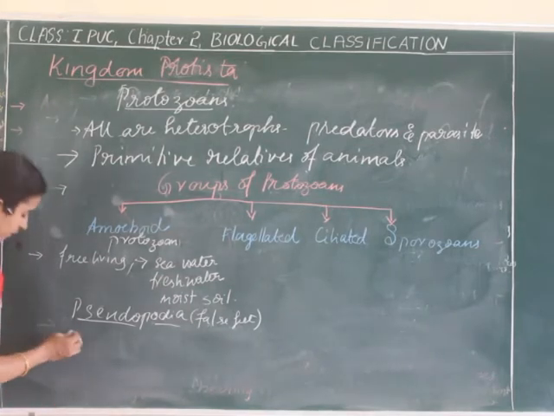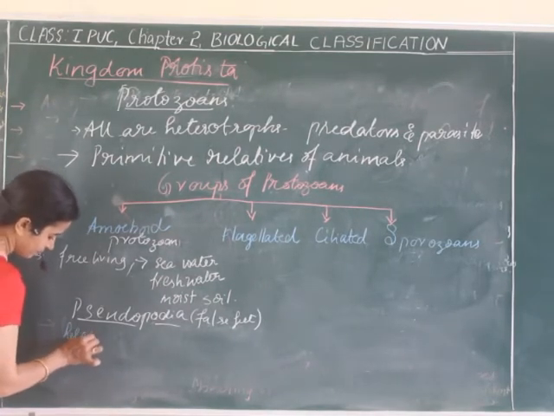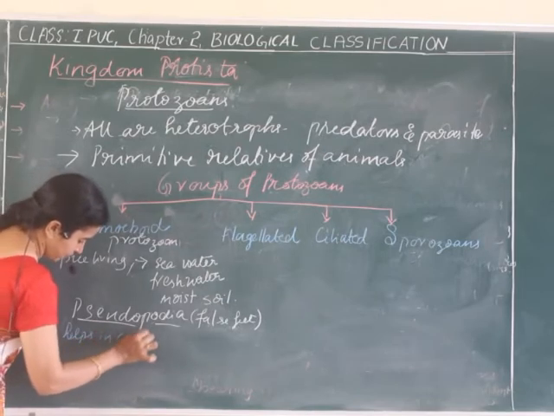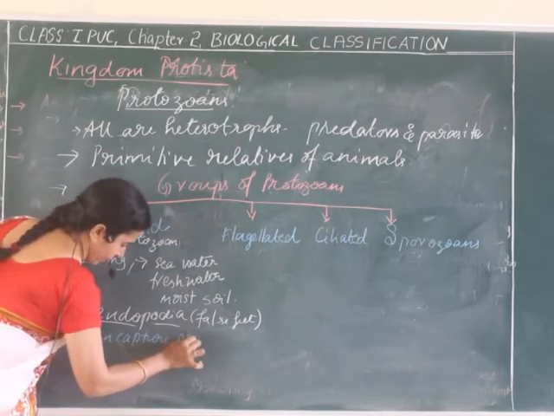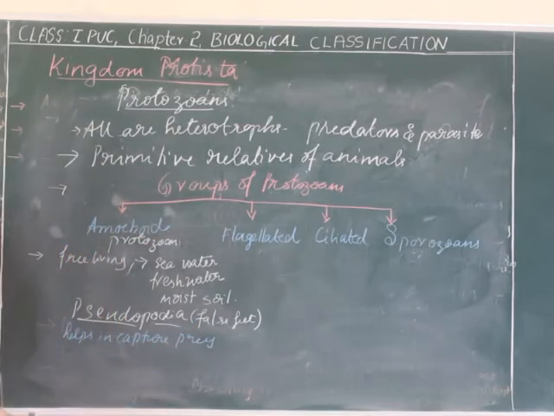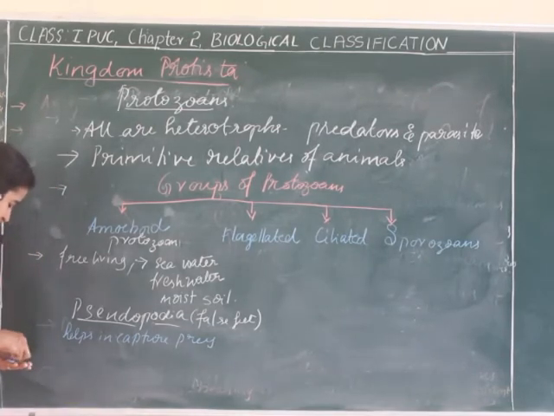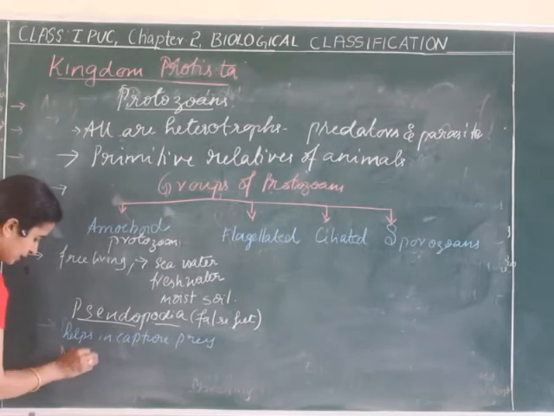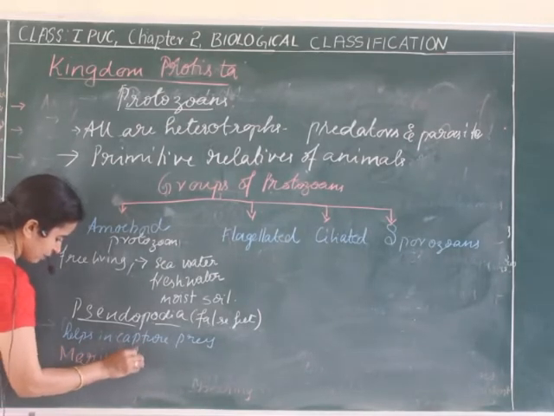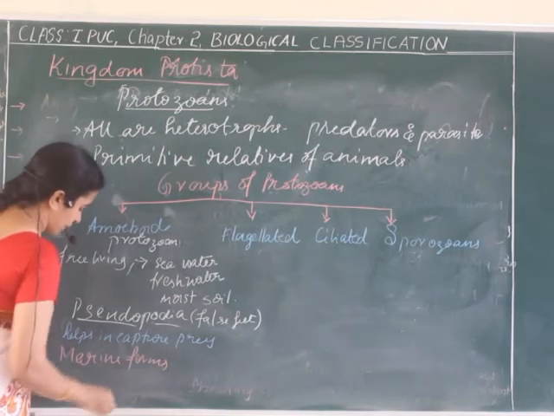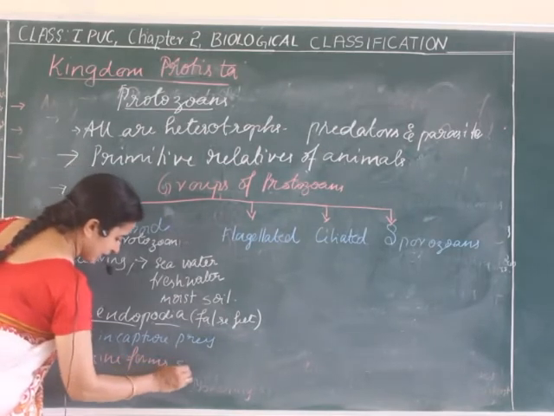So pseudopodia found in amoeboid protozoans help in capturing the prey by putting out those false feet. Then some of the marine forms will have silica shells. Another feature is this exception case. If it is an amoeboid protozoan found in the marine environment, then it will have silica shells.